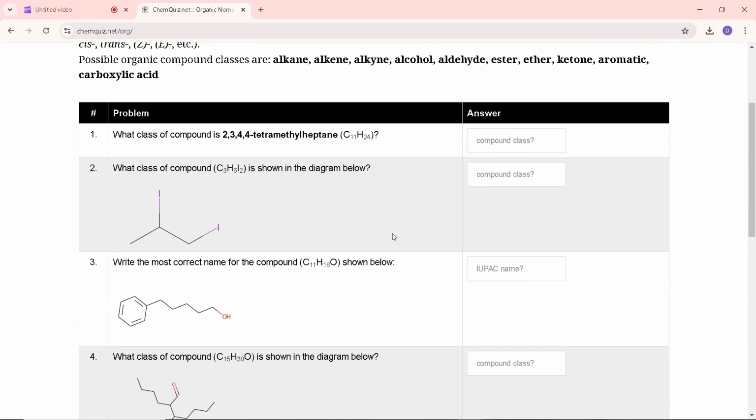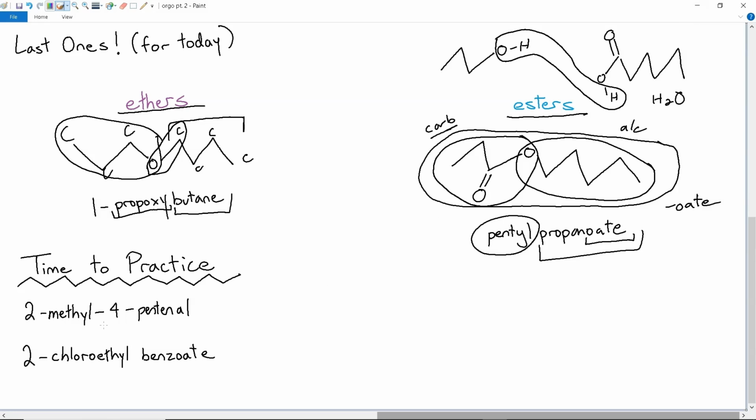So I'll leave this for you to try on your own. Let's just try a couple before we wrap things up. And instead of getting the name from a line diagram, let's see if we can create the line diagram from the name, just to switch things up.